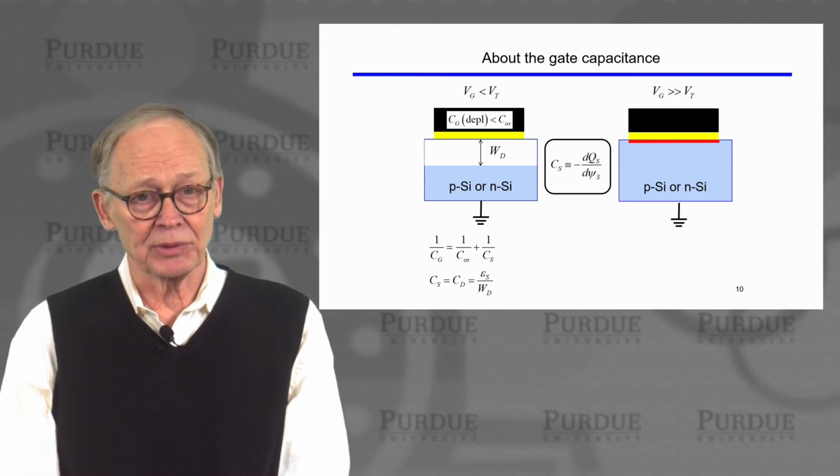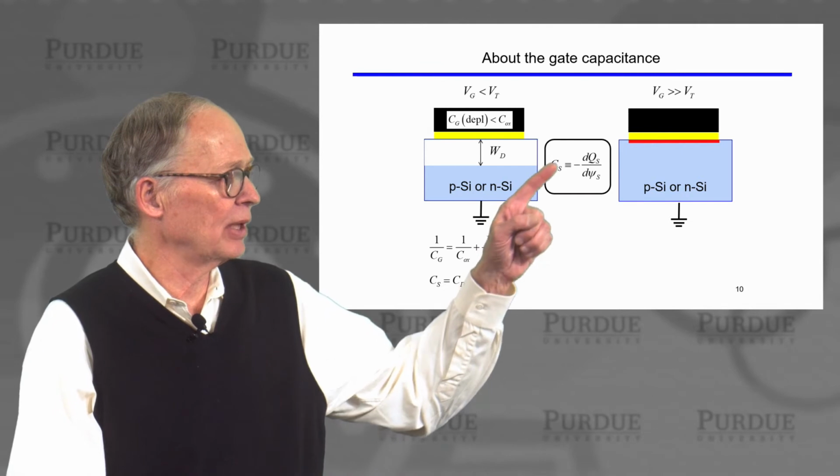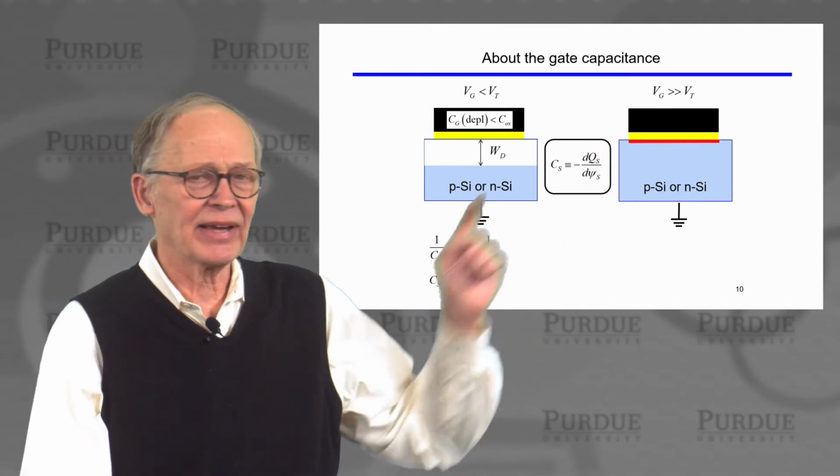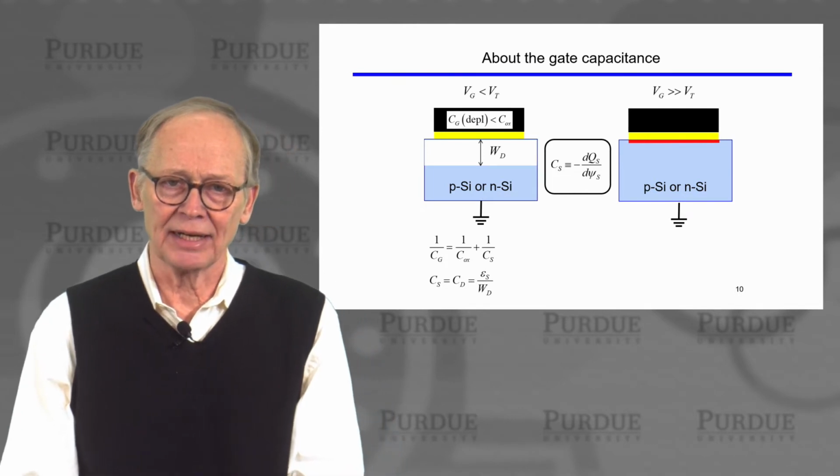Now, well above threshold in strong inversion, at first glance we would say that, well, under strong inversion, we have a highly conductive layer of electrons right below the oxide.